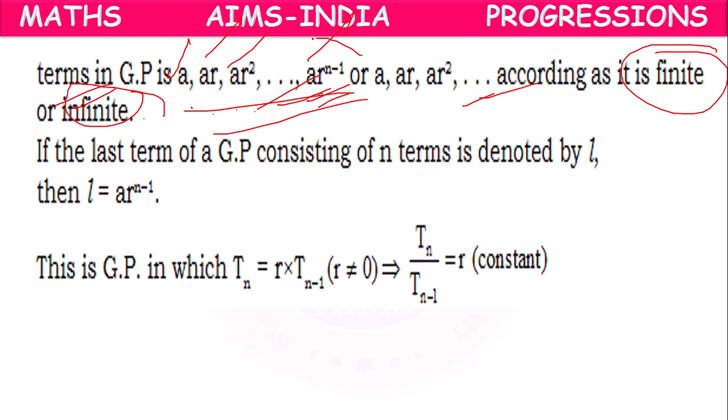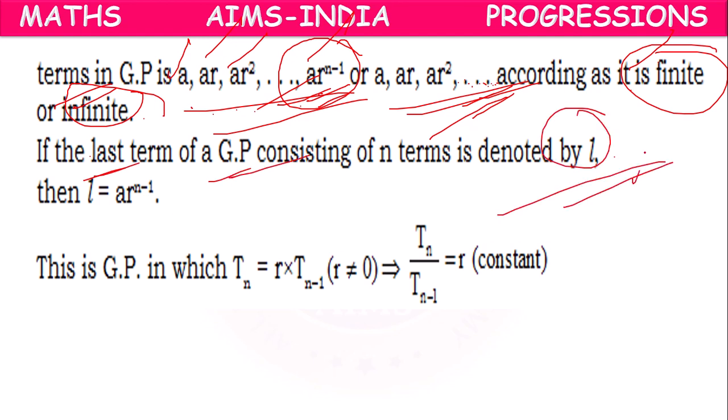If it ends with nth term, it is finite GP. If there is no nth term, if there are only dots, means this sequence will continue and it is known as infinite GP. Suppose if the last term of GP is denoted by L, then L is given by A into R power n minus 1.